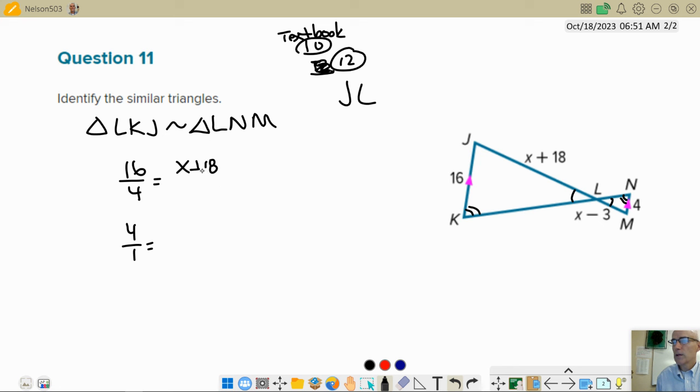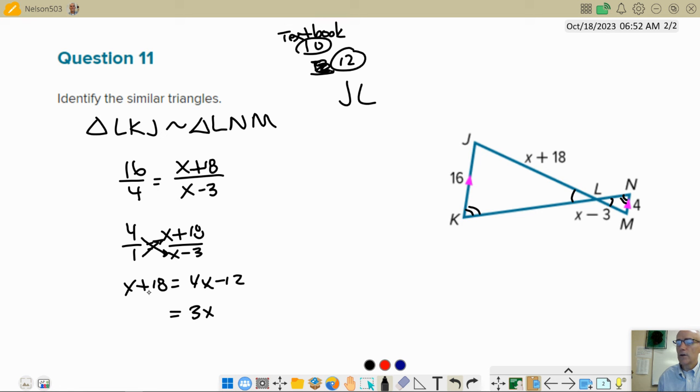x plus 18 all over x minus 3. But I'm going to put that down here. I'm not going to deal with the 16 and the 4. And then I cross multiply again, and I end up with x plus 18 equals 4x minus 12. And I subtract x from both sides. I add 12 to both sides. I divide by 3. Okay, so then I take my 10, and I want JL's length. I put 10 right there. So, hopefully it's the same in the computer. You put down 28, because 10 plus 18, right?